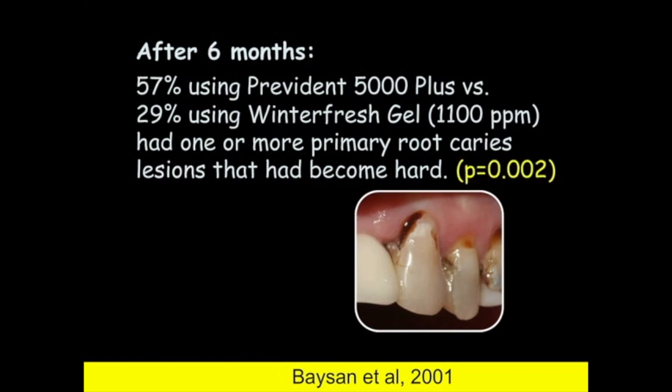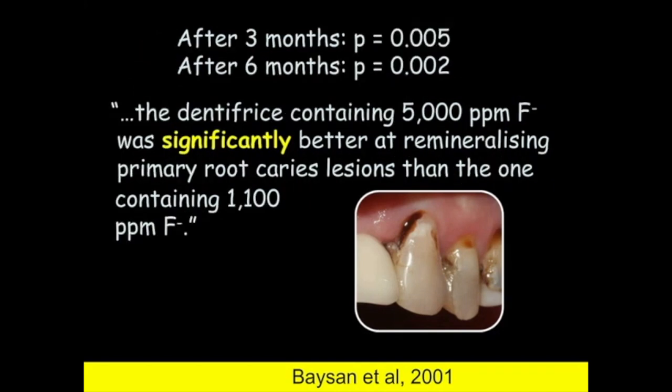They found similar results after 6 months. P equals 0.002. Again, what is the meaning of P equals 0.002? The researchers concluded that the dentifrice containing 5,000 parts per million fluoride was significantly better at remineralization of primary root caries lesions than the one containing 1,100 parts per million fluoride.